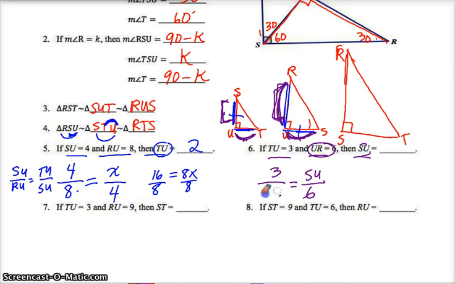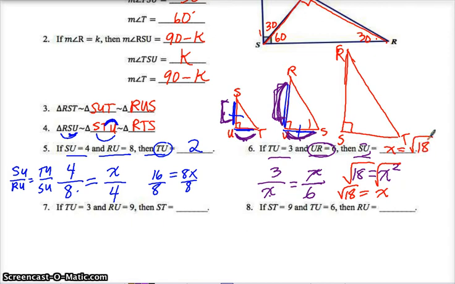So instead of having SU here, we could just put X, right? Or we could put SU, that's fine. So now when we do our cross product, we go 3 times 6, which is 18. X times x is x squared. Well, how do we solve for this if we have a quadratic? This is x squared. Well, what do we do to both sides? We take the square root. So just leave it. X equals the square root of 18. Okay, you can leave it as the square root of 18.